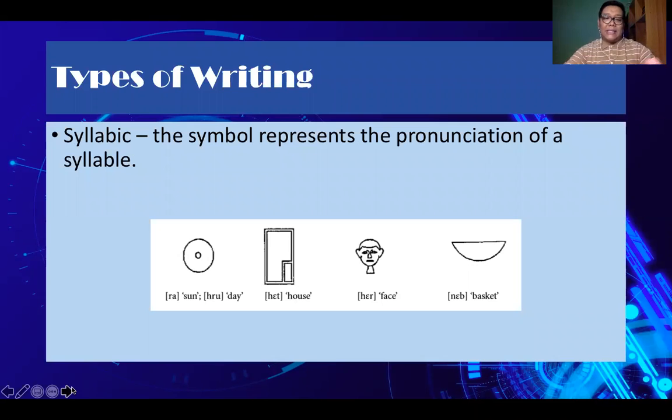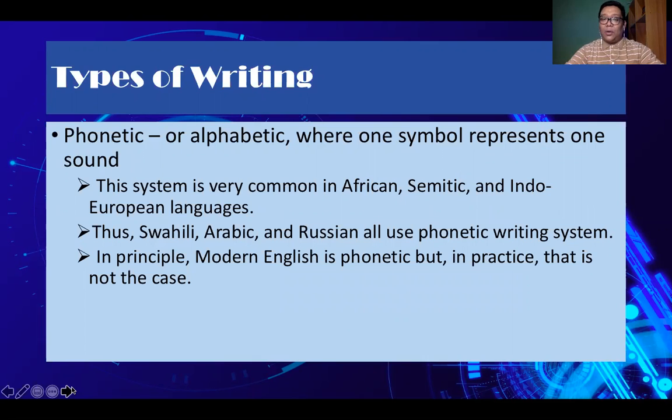You also have the syllabic type of writing. Syllabic is wherein the symbol represents the pronunciation of a syllable. That means whatever symbol is present in the writing system, each symbol is representative of a specific pronunciation. And then we also have phonetic, commonly known as alphabetic, where one symbol represents one sound. And this is what we have been using in the modern English language. This system is very common in African, Semitic, and Indo-European languages. And we know that the English language is under the Indo-European language family tree. Therefore, we can say that Swahili, Arabic, and Russian all use a phonetic writing system.